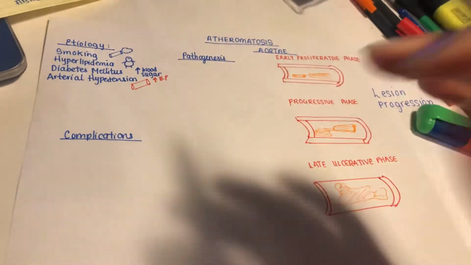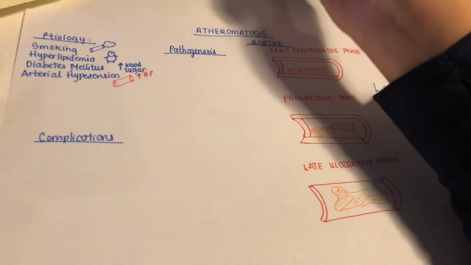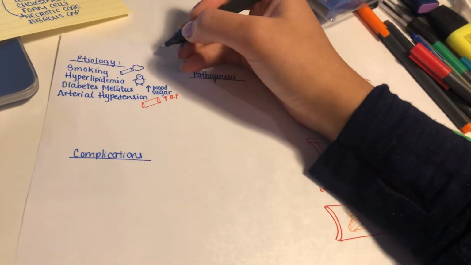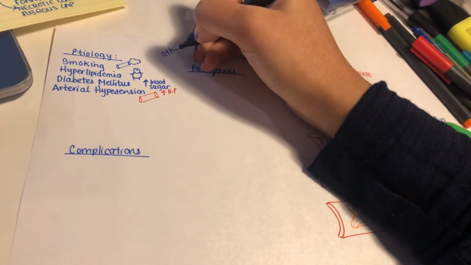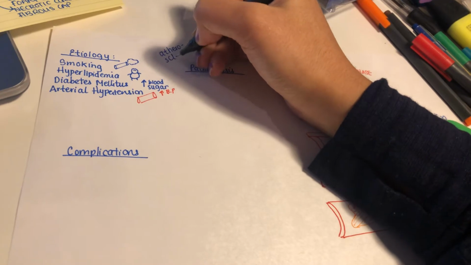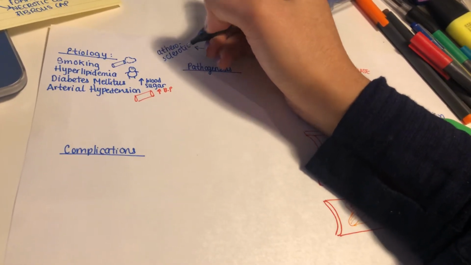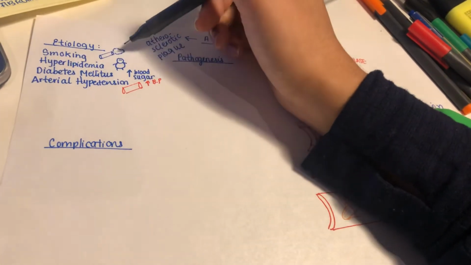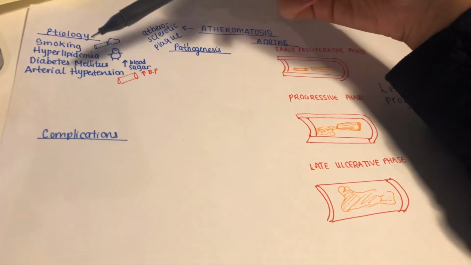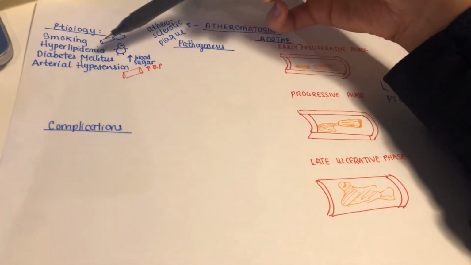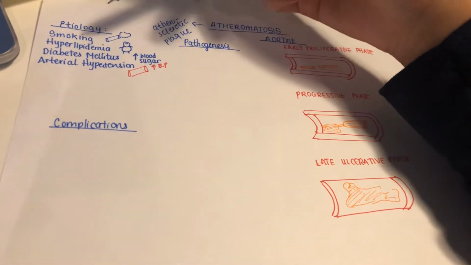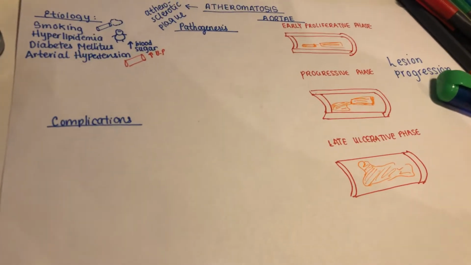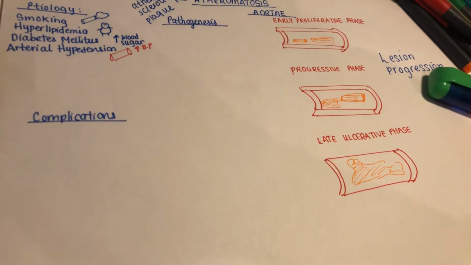Now, the etiology of atheromatosis aortae. The meaning of atheroma is an atherosclerotic plaque, and I'll go into detail about what that actually is. Here we have etiologies that include smoking, hyperlipidemia, which is a high lipid diet and therefore high lipid distributed in the body and in the blood, diabetes mellitus, and arterial hypertension. So those are the key reasons why somebody might get an atheroma or an atherosclerosis.